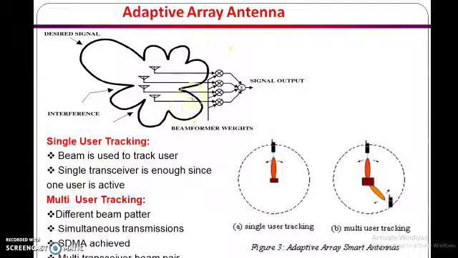In the adaptive array antenna, these are the different multi-array antenna elements, and these are the phase shifters that can be easily controlled with the help of a DSP processor. A single user beam is used to track a user, and a single transducer is used in multi-user tracking with different beam patterns, and it will track. There is a tracking system, and accordingly it will focus the desired beam in that direction, which is somewhat difficult in the simple array system.